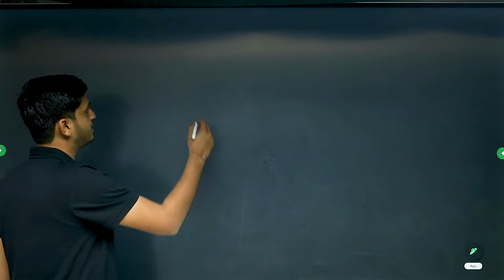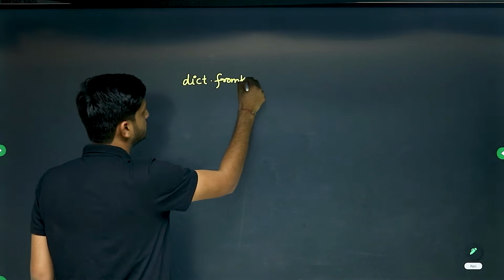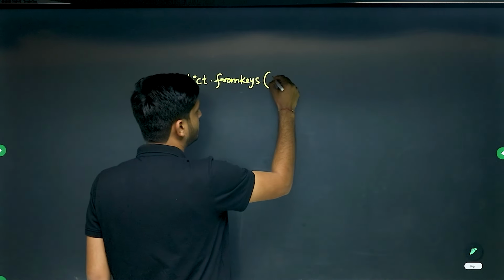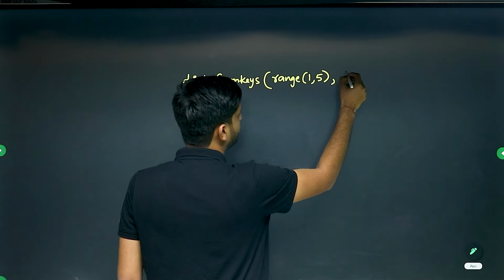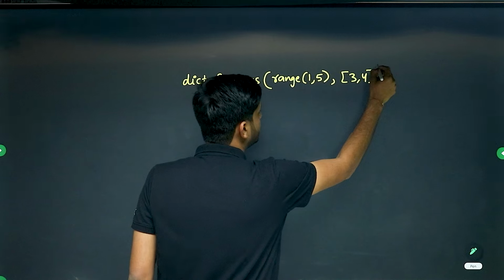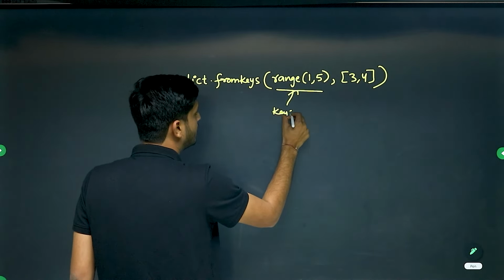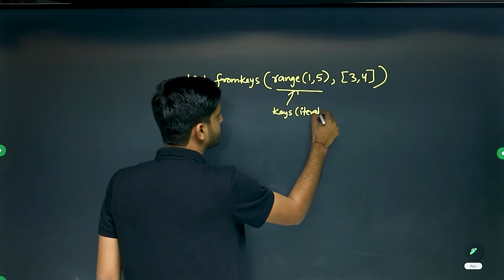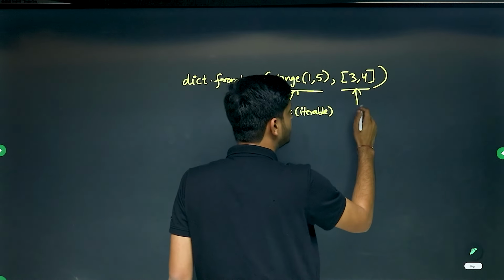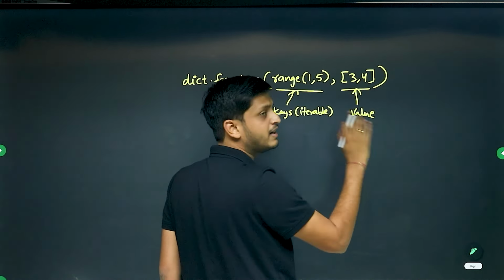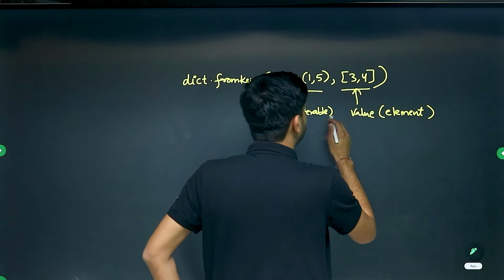And you can even have some complicated iterable as keys as well. So let's say I write dict.fromkeys, and inside this I have given an iterable which is the range function 1 to 5, and the value is, let's say, a list containing 3, 4. Don't get confused here. Whenever you're writing fromkeys, these are my keys, and this is taken as an iterable, and this is my value. This is a single value. The second argument is always a single value. It is not an iterable, it will be treated as an element.